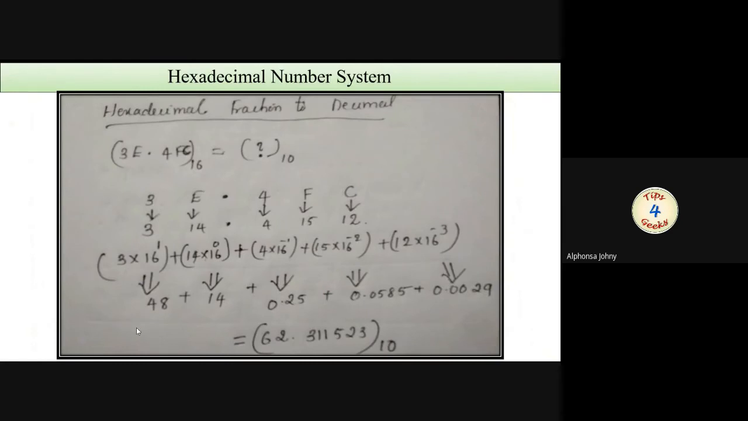On simplification, we will get an expression like this: 3 into 16, that is 48, 14 into 1, that is 14, 4 into 16 raised to minus 1, that is 4 by 16, that is 0.25, plus 15 by 16 square, which evaluates to 0.0585, plus 12 by 16 cube, which is equal to 0.0029. You can use a calculator to solve this type of problem. Then if we add these five terms together, we will get the result as 62.311523 to the base 10.